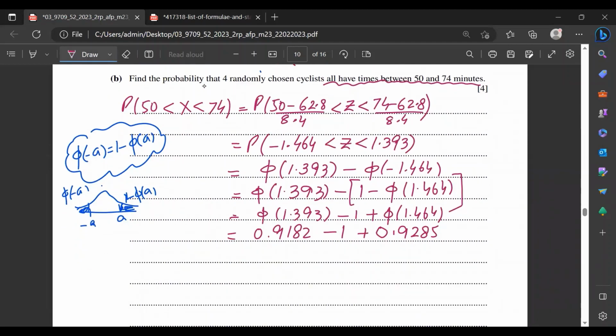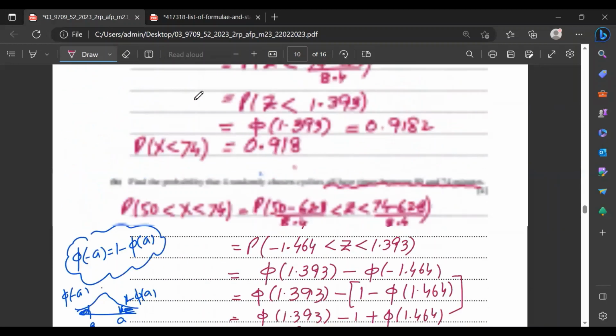Simplify: 0.9182 minus 1 plus 0.9285 is 0.8467. So this is the probability that 50 is less than x less than 74.